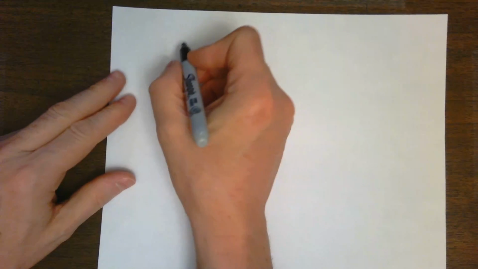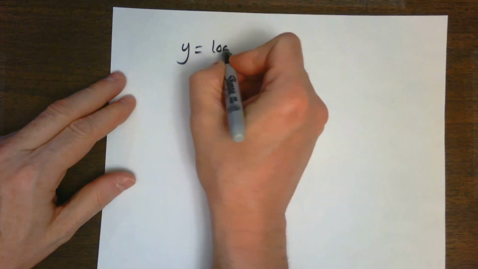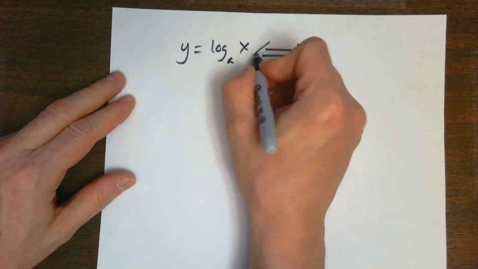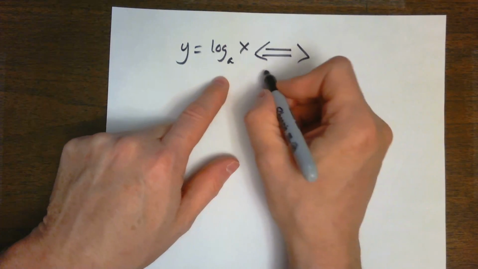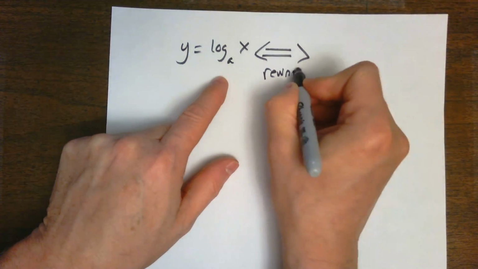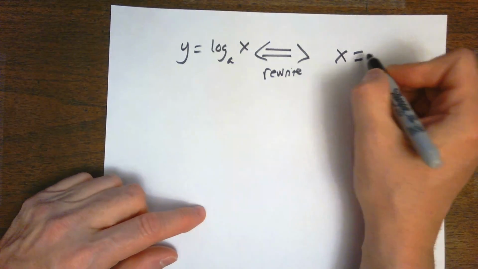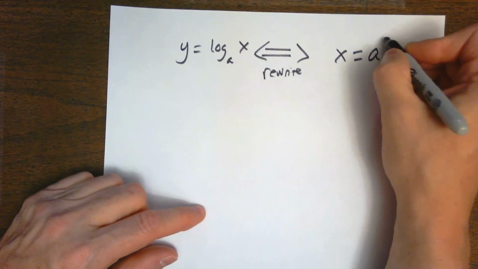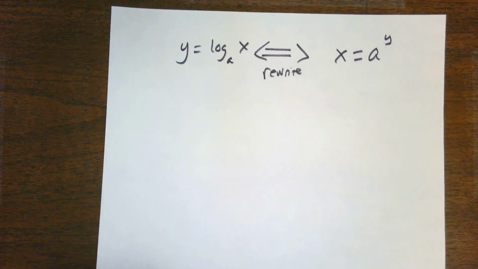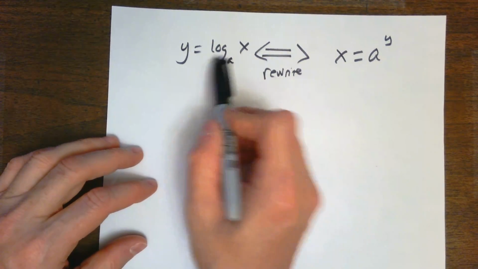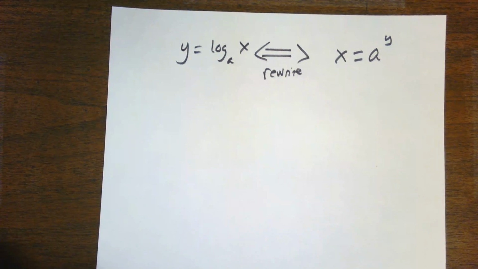So where does a logarithmic equation come from, this whole big log-based thing? Well, if I have y equals log base a of x, that is equivalent to, I can rewrite this in exponential form as x equals a to the power of y. This exponential equation and this logarithmic equation are saying the same thing.